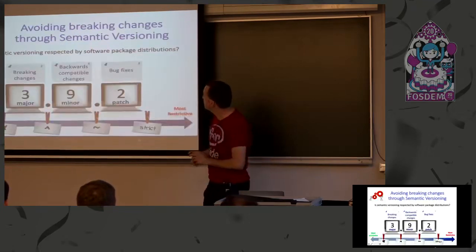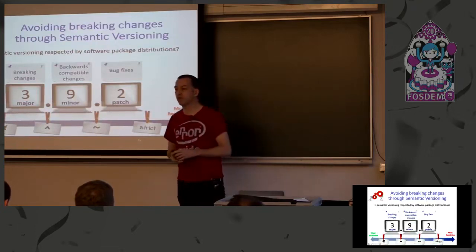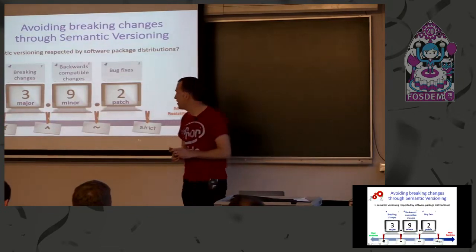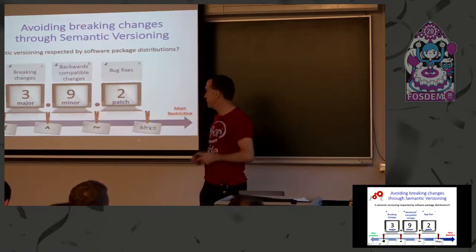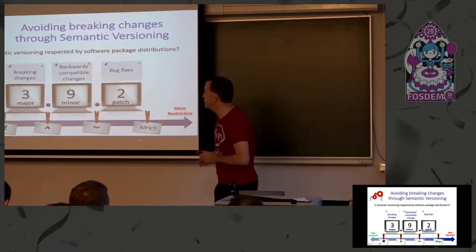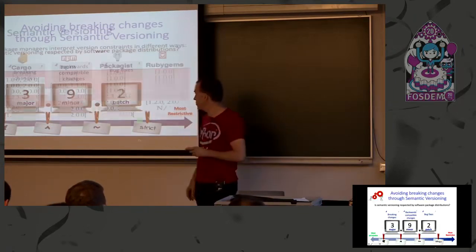Another study we wanted to do is to find out to which extent these different ecosystems are supporting semantic versioning. So I hope I don't have to explain to you what semantic versioning is. Basically, if you use a caret constraint, then you are conforming to semantic versioning, because you assume that you can upgrade any minor or patch version.